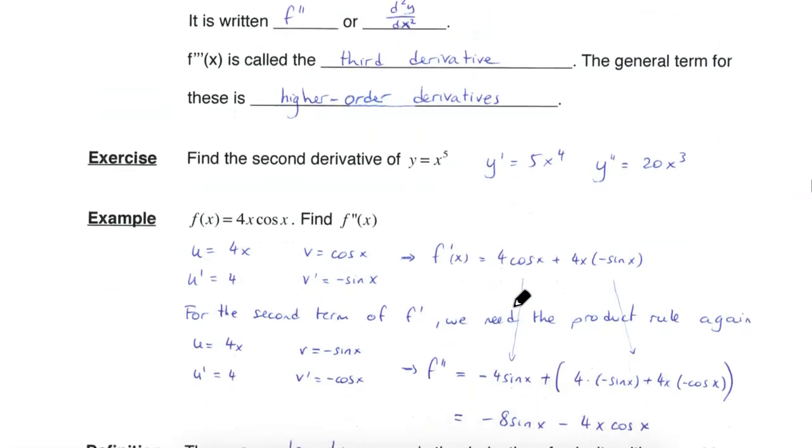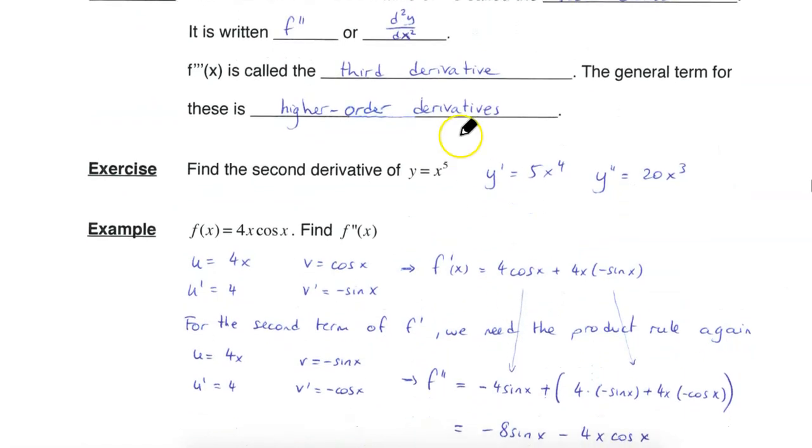Find the second derivative of these two examples. y equals x to the 5. Well, there's no shortcut. You have to find the first derivative, which is 5x to the 4, and then you have to take the derivative again of that first derivative. And this gives you the second derivative, 20x cubed.